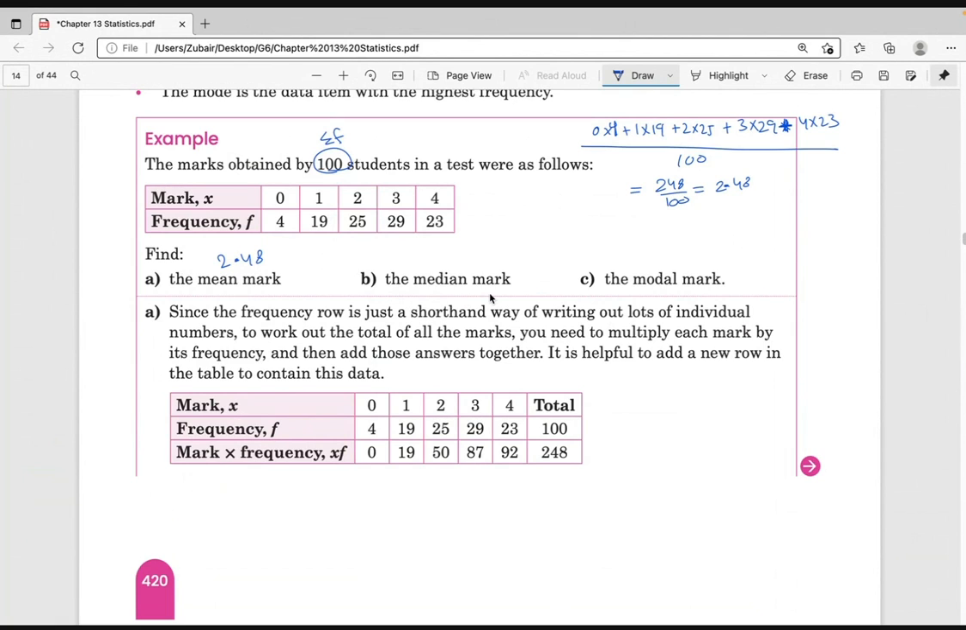Second says the median mark. Now we already know these are 100. So basically the 50th and 51st number, I'm interested in these two. When I keep adding, this is 4. And when I move forward, 4 plus 19 is 23. And when I move more, 23 plus 25 is 48. So till now, we are not close to 50 and 51. So we are bound to move more, and we are very sure that within this class, we have both 50 and 51. So it's 3 by 2 would be 77.